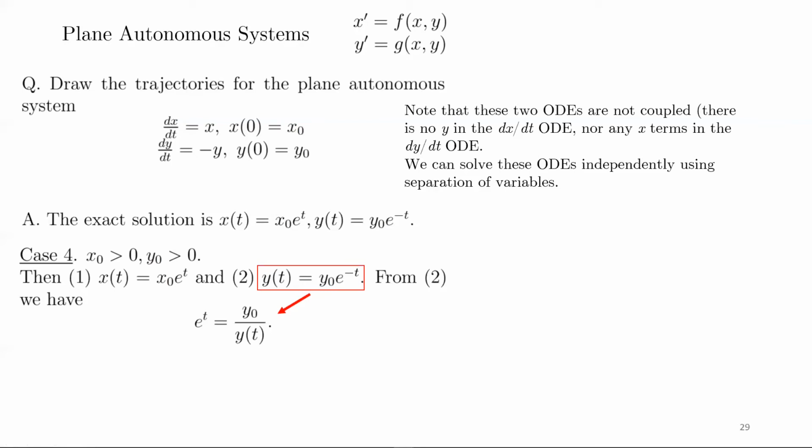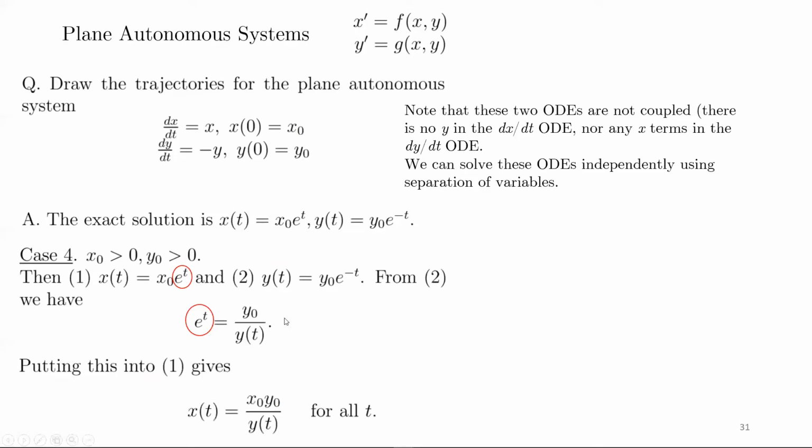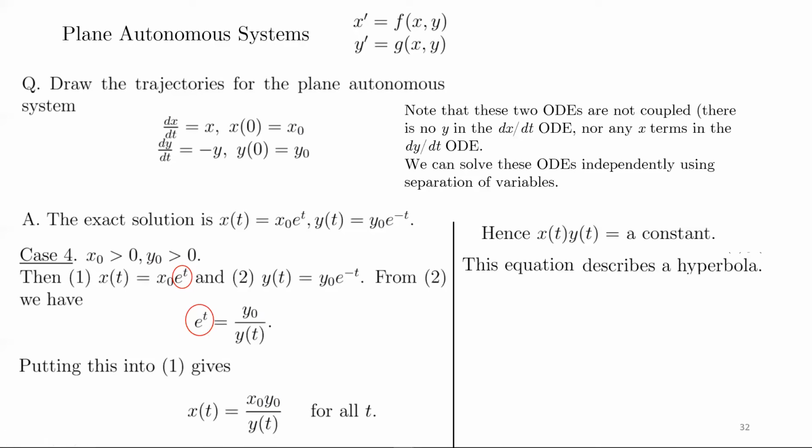But what it means is that this e to the t, exponential of t, I can substitute in the x equation. Instead of writing e to the t, I can write y naught divided by y of t. So therefore I can write x of t, the solution of x, is equal to x naught times y naught divided by y of t for all t. Okay, so if I multiply both sides of that equation by y of t, I get x of t times y of t is a constant, which is just a hyperbola. If you remember your geometry from high school or from first year mathematics, this equation, x times y equals a constant, is just a hyperbola.